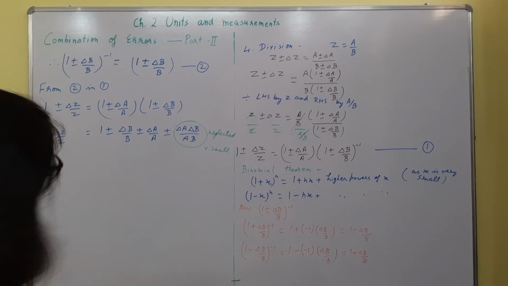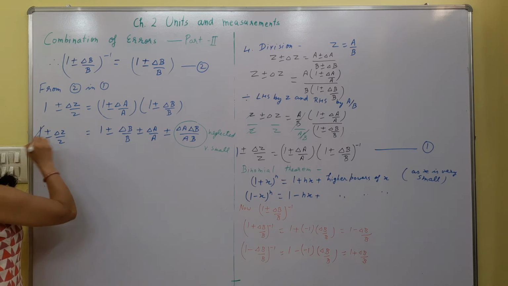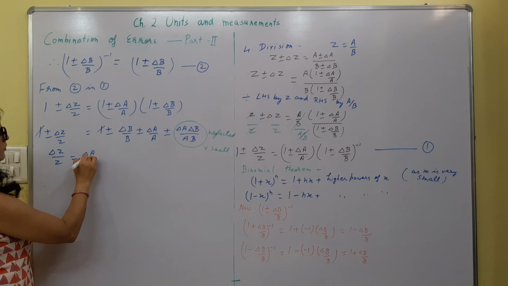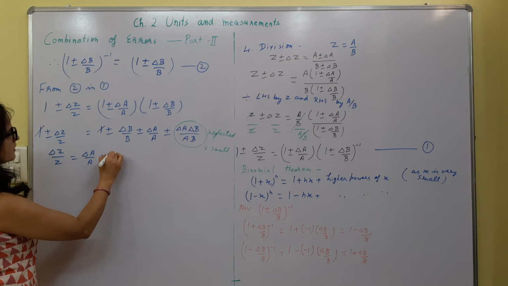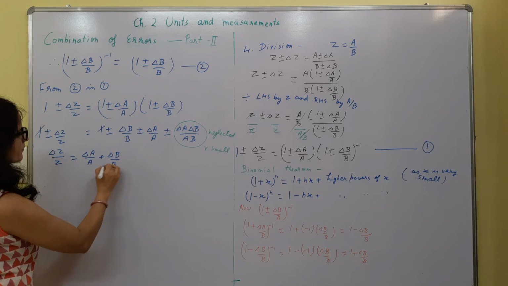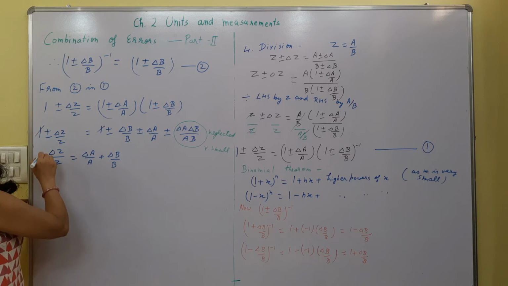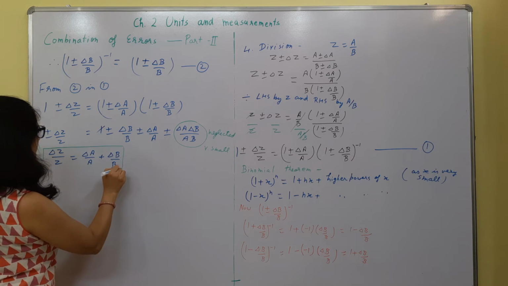So now the final result will be, this will be cancelled. So I'll get Δz, the plus minus taken common will also be cancelled. So this can be written as Δa/a + Δb/b, the final result. So the statement is similar to the statement for multiplication.